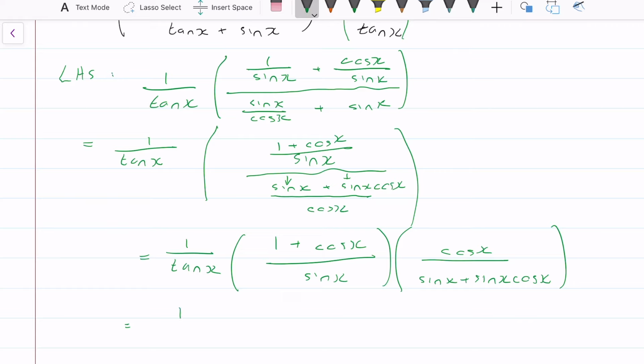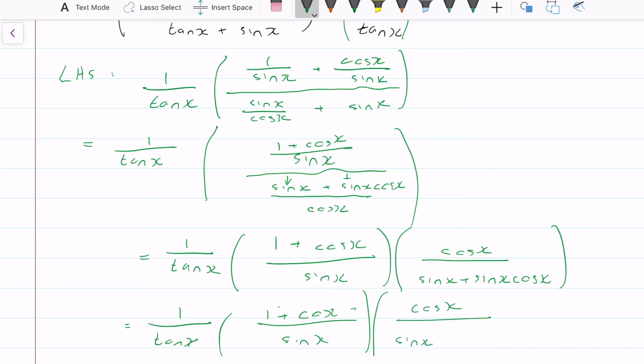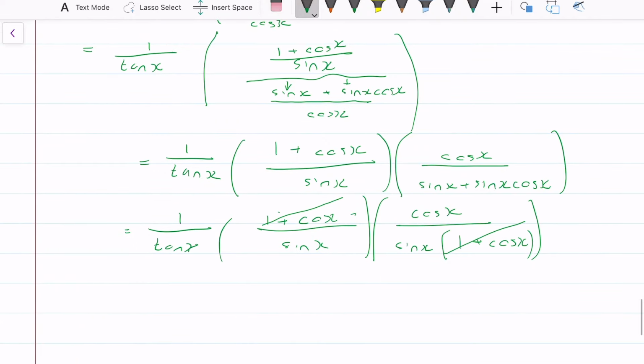Okay, so what to do now? I am going to pull out a sin x from there. So what we're left with is cos x over sin x times 1 plus cos x. Okay, and these two cancel very nicely. Cos x over sin x gives us cot x. 1 over sin gives us cosec x, and 1 over tan gives us cot x.